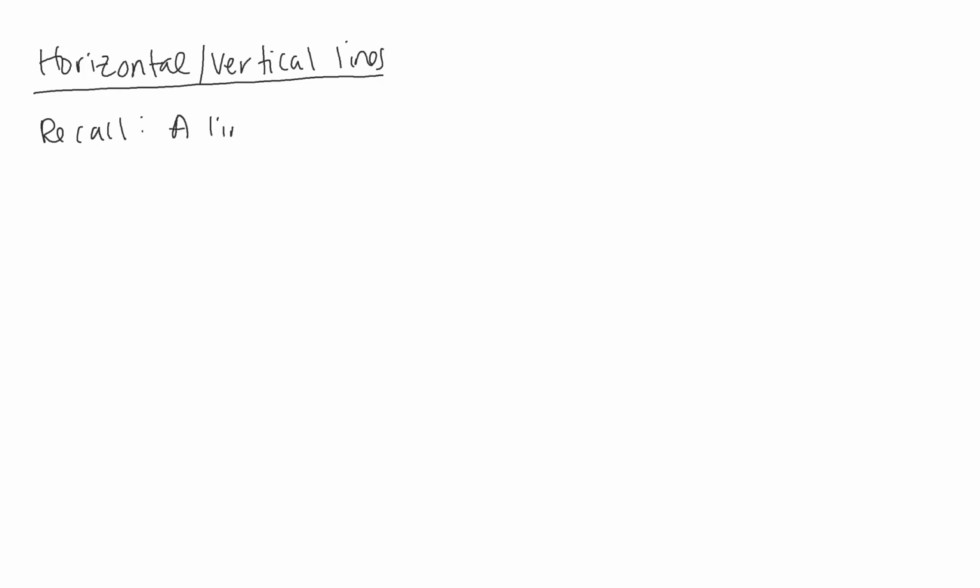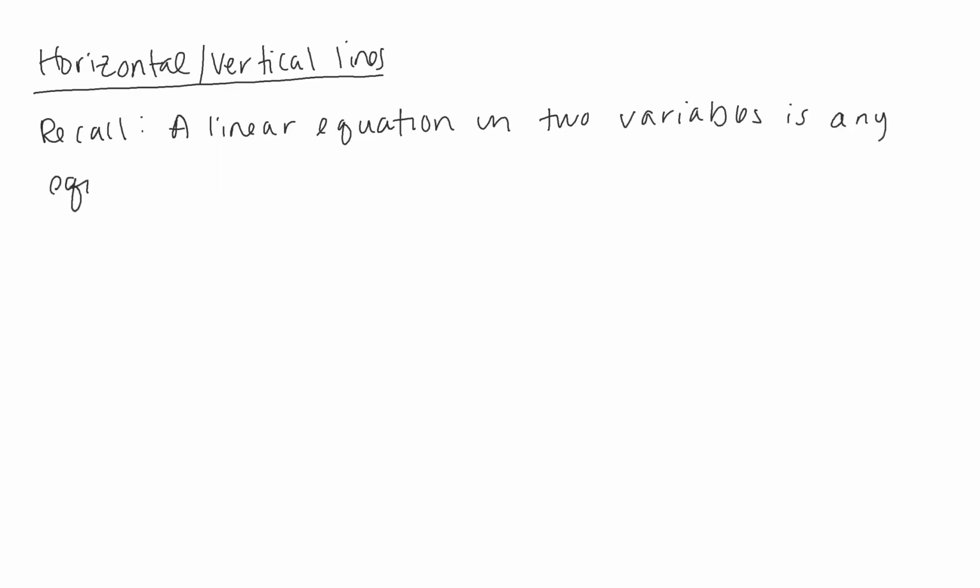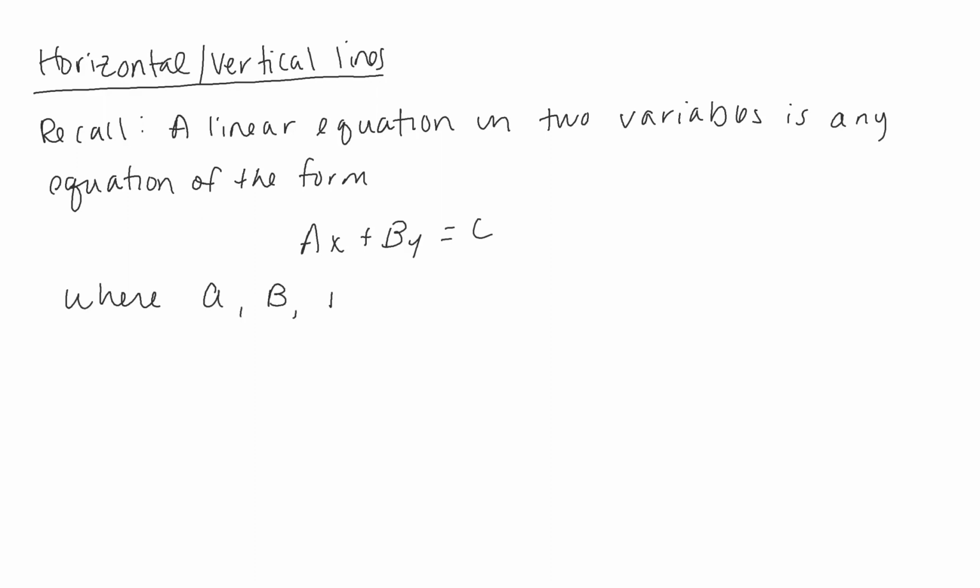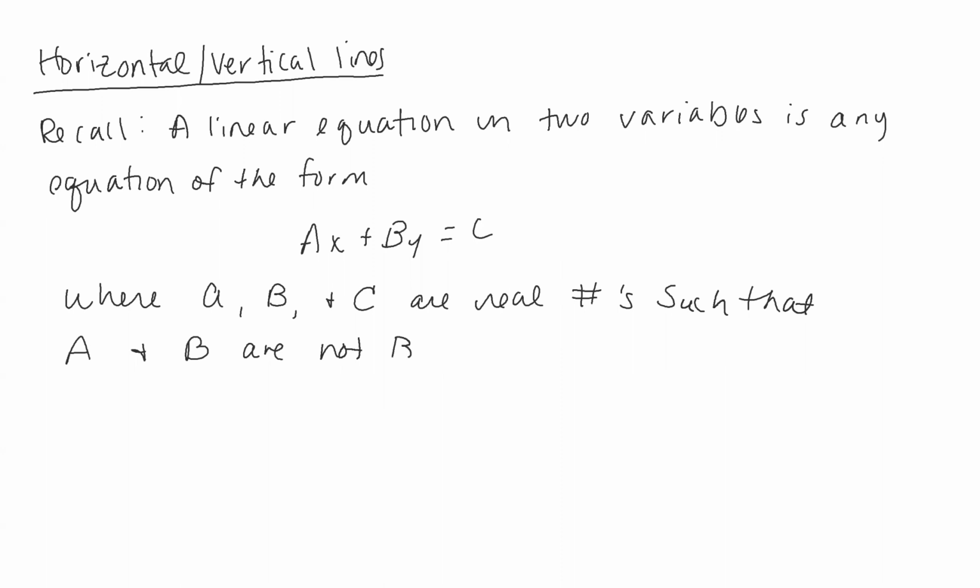Recall that a linear equation in two variables is any equation of the form ax plus by equals c, where a, b, and c are real numbers such that a and b are not both 0.